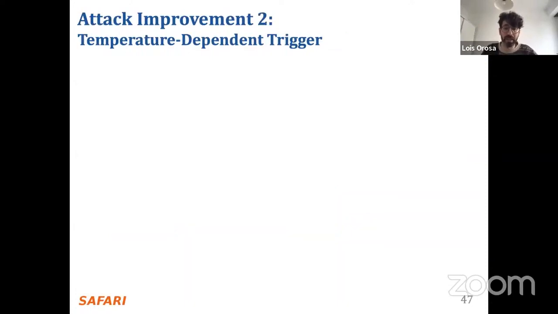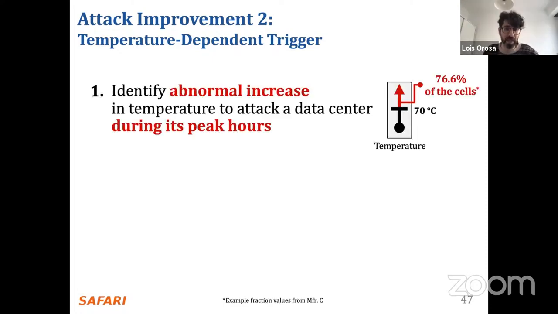In the second attack example, the attacker uses RowHammer to understand the DRAM chip's current temperature. As an example, more than 76% of the vulnerable cells experience bit flips above 70 degrees Celsius for manufacturer C. Focusing on these cells, an attacker can identify abnormal operating conditions that might occur in a data center during its peak hours. This information can be used to trigger an attack when the data center is under pressure.